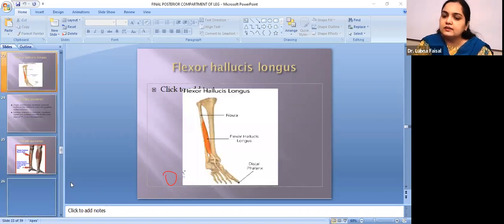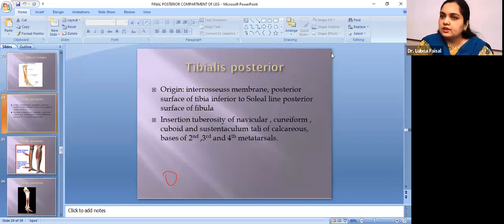Now one is left, that is the tibialis posterior. Tibialis posterior originates from the interosseous membrane and the posterior surface of the tibia, inferior to the soleal line. This is the origin of the tibialis posterior, and its insertion is into the tuberosity of the navicular bone.